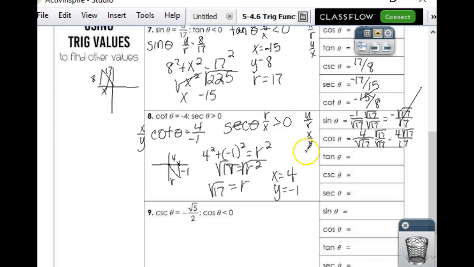The tangent is going to be y over x. Cosecant is the inverse of the sine. Do I want to flip this one? Because then that puts the square root of 17 on the bottom. Which one do I want to flip? This one right here. So I get a negative square root of 17. And the secant is the inverse of the cosine. And again, I'm going to flip the first one so we don't have to re-rationalize it. So I get square root of 17 over 4.